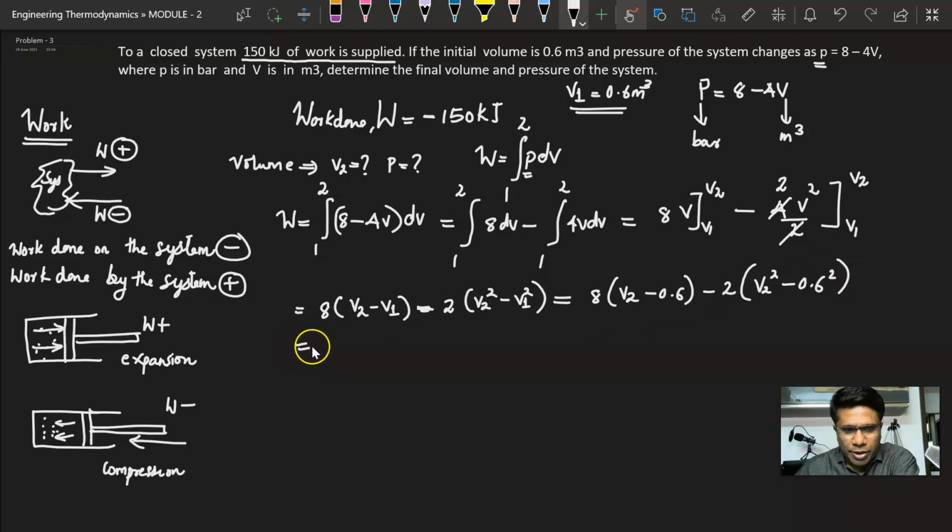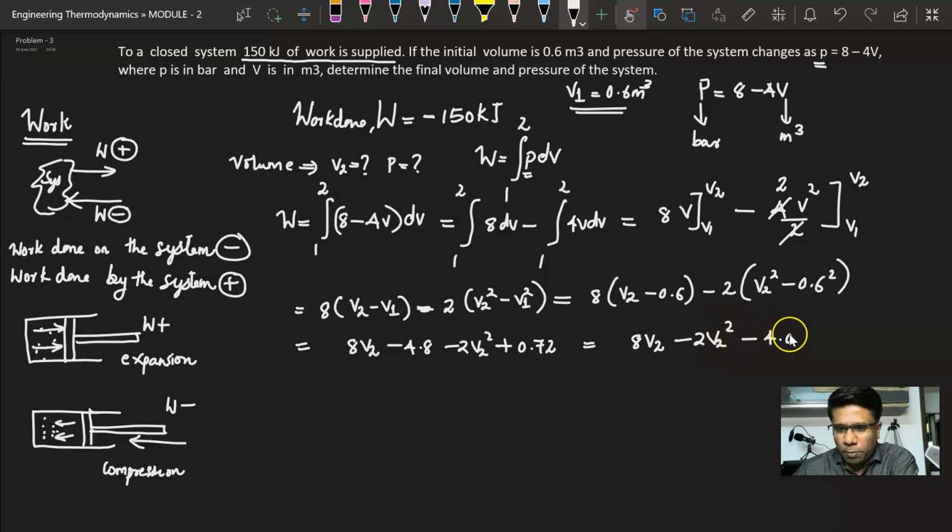So now this equation becomes 8v2 minus 4.8 minus 2v2 square plus 0.72. That is equal to 8v2 minus 2v2 square minus 4.08. This I am adding, so that becomes 4.08.